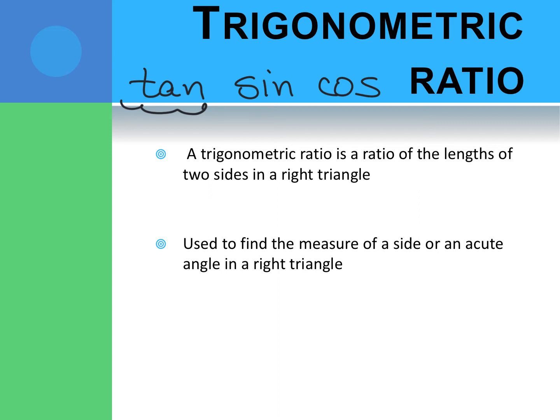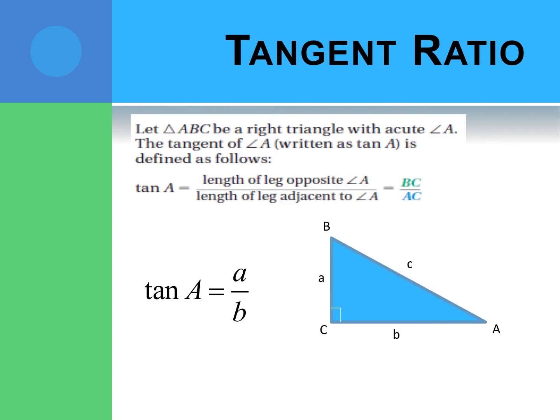So let's go ahead and take a look at the tangent ratio. And it must be a right triangle. So here it says let triangle ABC be a right triangle, and it's going to talk about, in this particular slide, acute angle A. So when you want to write the tangent of angle A, it's going to be defined as follows. You would have the word TAN, then the angle measure they want you to find, and then you're going to set up a ratio.